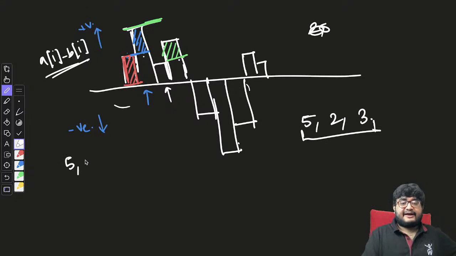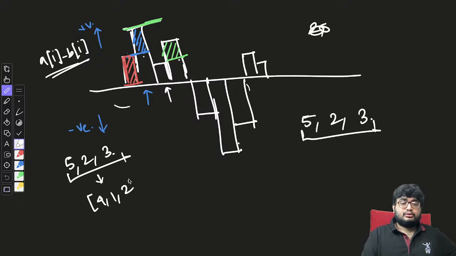So let's write it here, 5, 2, 3. In move 1 we take it as a range and decrement them by 1. So what will it become? 4, 1, 2. In move 2 we again take it as a range and decrement. So it will become 3, 0, 1.